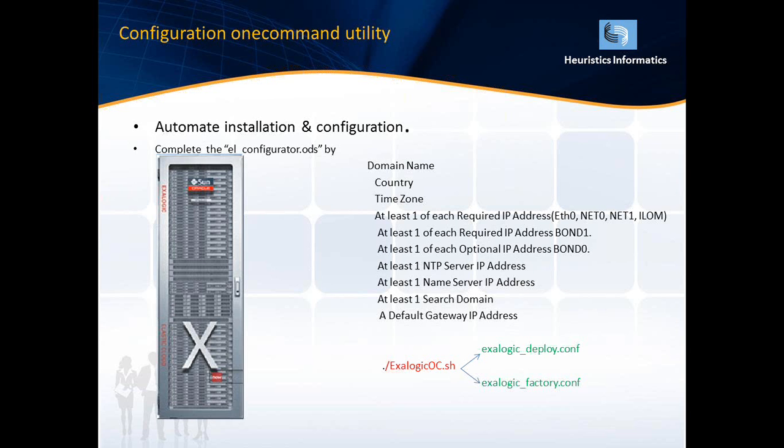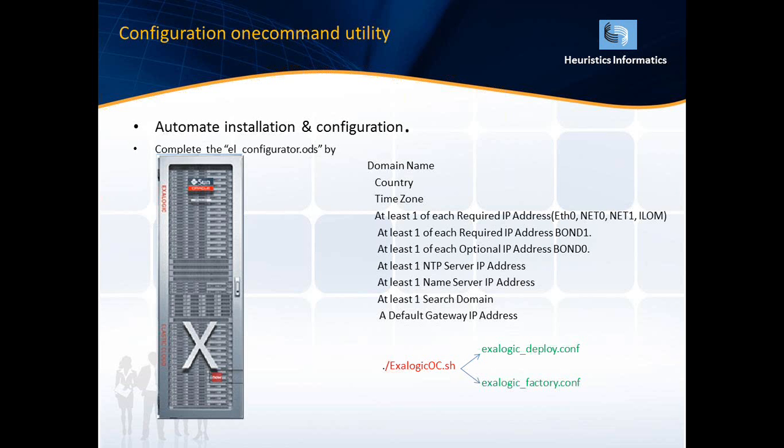We need to fill this file with the domain name, country, time zone, and at least each required IP address for ILOM. It is called eth0, net0, net1, or ILOM. So we need to give the subnet IP address, and we need to specify each IP address for bond 1. Bond 1 is used for client traffic, and we need to specify at least one IP address for it, and at least one of each optional IP address of bond 0.